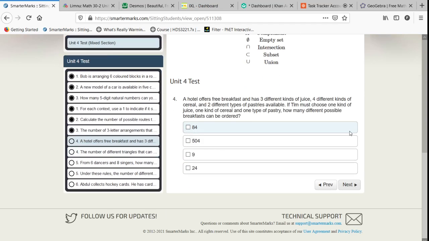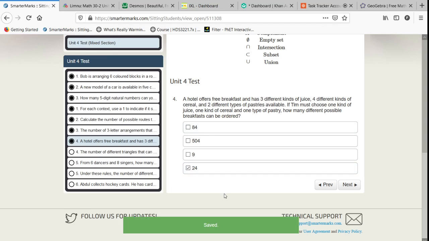All right. Number 4. A hotel offers free breakfast and has 3 different kinds of juice, 4 different kinds of cereal, and 2 different types of pastries available. If Tim must choose 1 kind of juice, 1 type of cereal, and 1 type of pastry, how many different possible breakfasts can be ordered? Yep, this is the fundamental counting principle. So 3 times 4 times 2 makes 24. Any questions about this one?